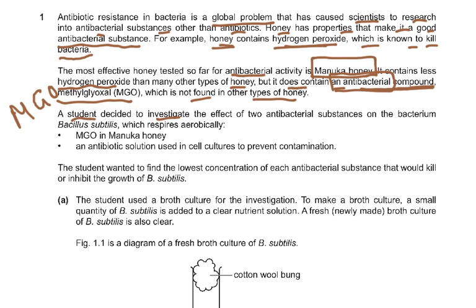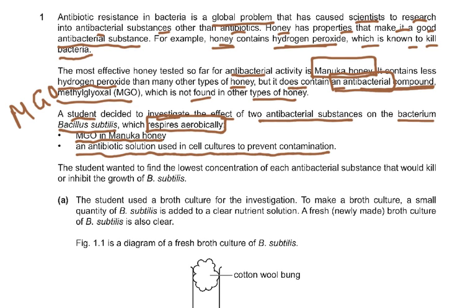A student decided to investigate the effect of two antibacterial substances on the bacterium Bacillus subtilis, which respires aerobically. MgO in Manuka honey, an antibiotic solution used in cell cultures to prevent contamination. So the student decided to investigate the effect of two things. One was MgO and the other was an antibiotic solution used in cell cultures to prevent contamination. When we are sort of growing bacteria and all that, we need to culture them. We prevent, no, sorry, in cell cultures, not bacterial cultures. We don't want certain bacteria to grow, so we use an antibiotic solution. Now, I hope you all remember from the AS level what is an antibiotic. Like you all had augmentin or ciproxin or vibramycin, that's an antibiotic.